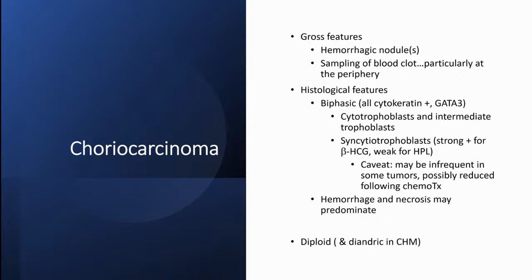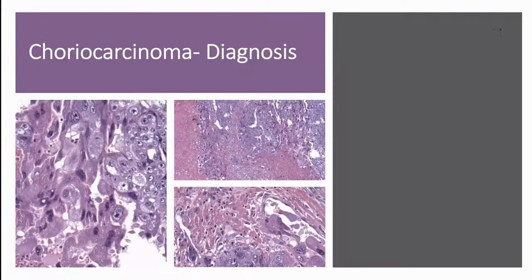And most importantly, these tumors are diploid, and when they arise from complete hydatidiform moles, they're diandric, meaning that the two haploid genomes are both from paternal origin. And as we'll learn, the parent of origin is an important genetic factor. The diagnosis is made by recognizing these features.